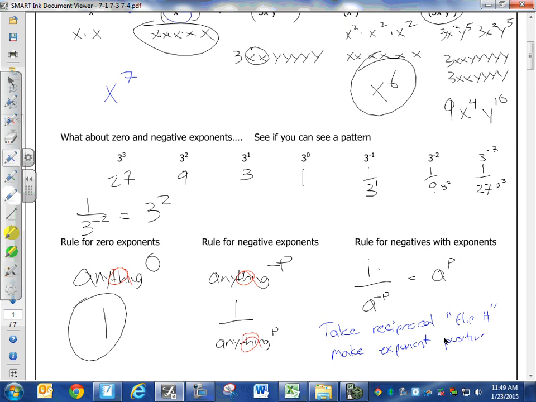Mr. Cross. Can you have like a negative number and a negative exponent? You could, but it's just the same rule. You flip it, you make the exponent positive.